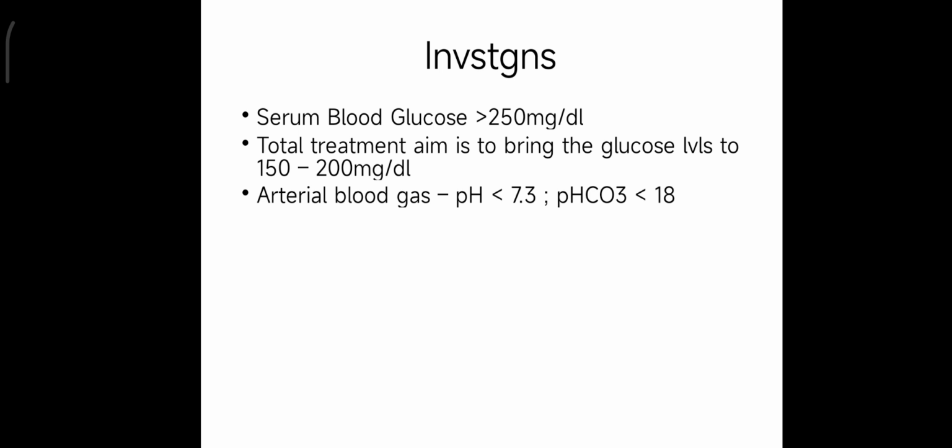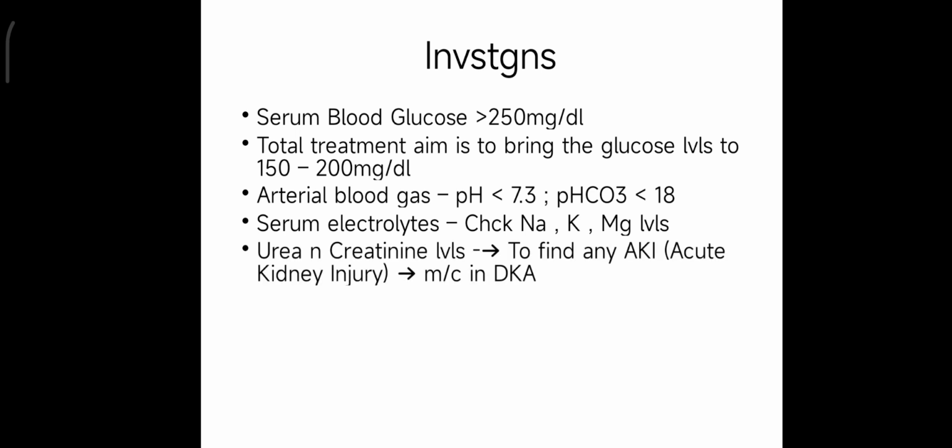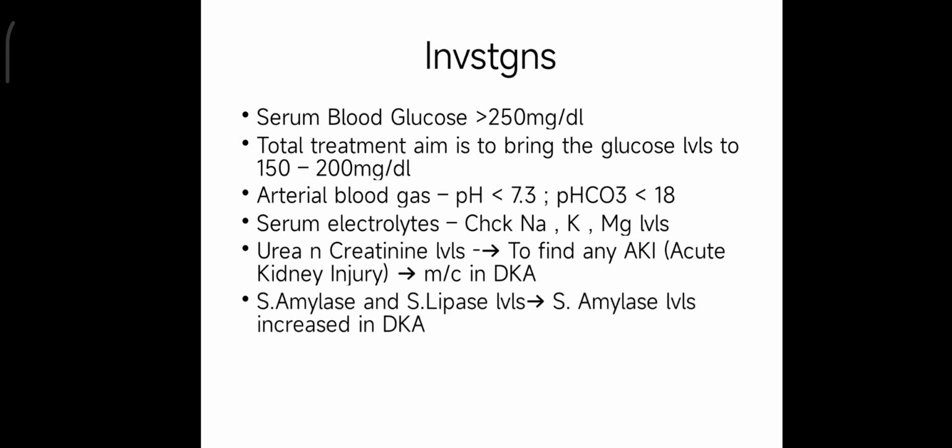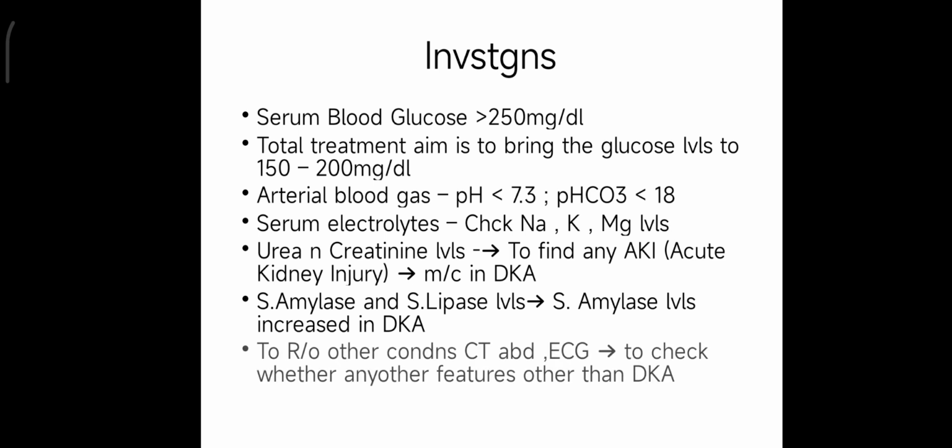Next, whenever we analyze the arterial blood gas, the pH should be less than 7.3 and HCO3 should be less than 18, that is the investigation finding regarding diabetic ketoacidosis. And you should also check serum electrolytes, since potassium levels will be more prone to decrease in diabetic ketoacidosis. And you should also check urea and creatinine levels, since serum urea and serum creatinine levels are important to analyze acute kidney injury. Next, you should also check serum amylase and serum lipase levels, since in DKA serum amylase levels will increase. And to rule out other conditions, you should also check with CT abdomen and ECG.